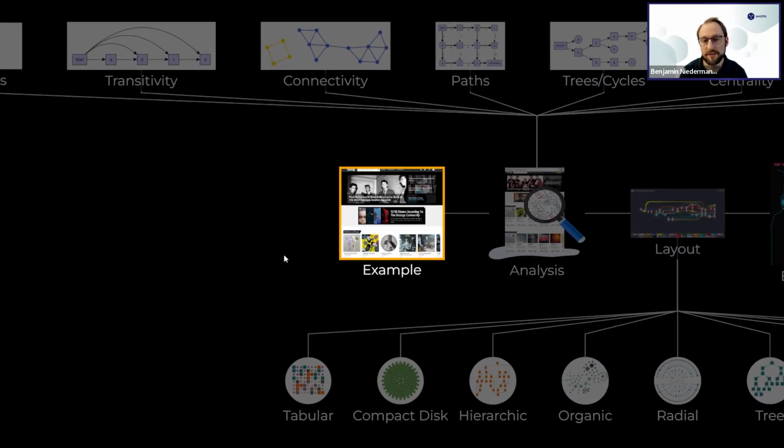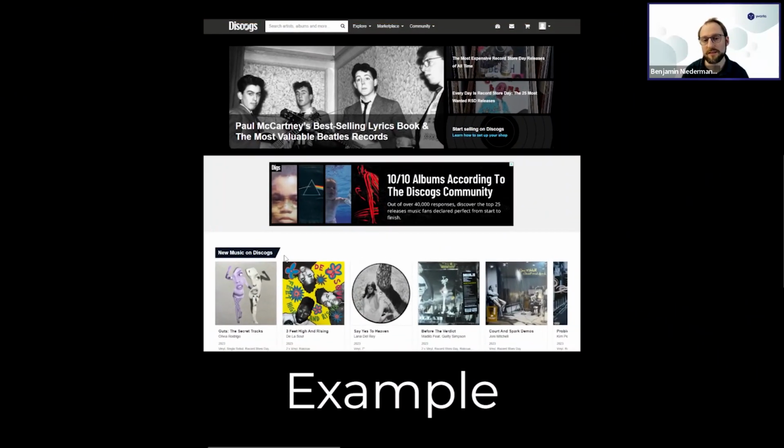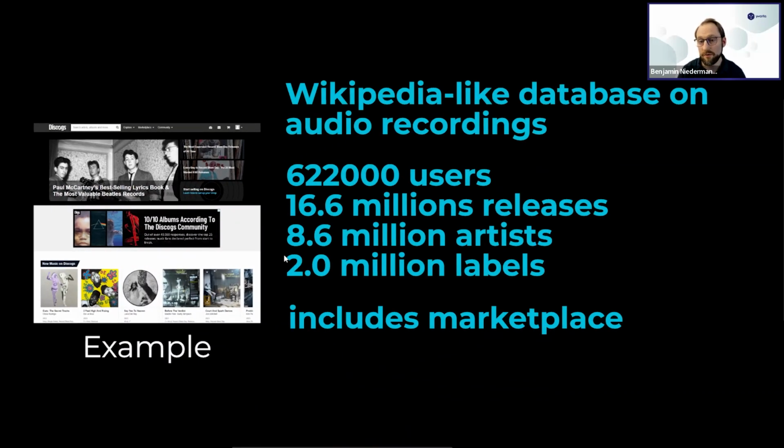And as I already introduced in the very first episode, this is an example that is based on a music database, which is called Discogs. This is a really large database on audio recordings and artists, which is basically a Wikipedia-like database, which means that the users can actually insert and edit entries. So it became a really large database over the years. For example, there are more than 16 million entries for releases and more than 80 million entries for artists.